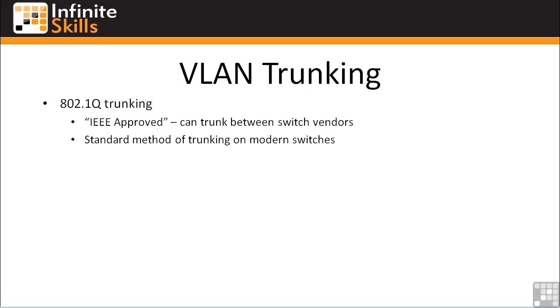802.1q trunking is the standard method of trunking on modern switches. And again, going back to when we first talked about ISL, most Cisco switches only do 802.1q trunking. You can specify that configuration item, and we will do that in the configuration just to show you what it looks like. But for the most part, it doesn't support anything other than 802.1q, so there's no point in even specifying it. 802.1q trunking works very differently than ISL.